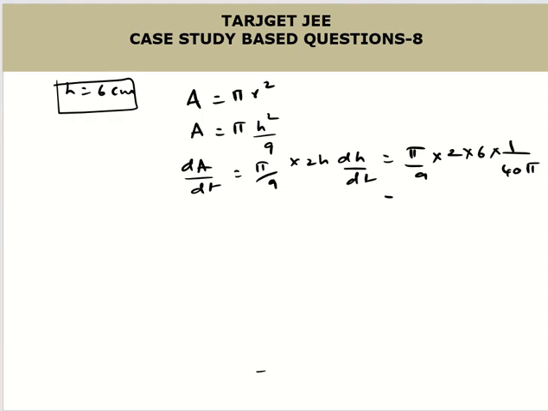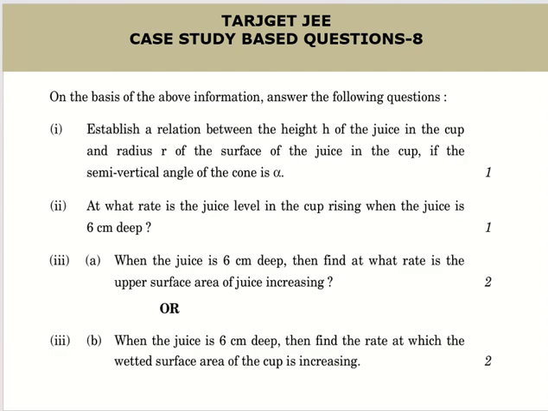So I think some cancellation is possible. 2 20s are, 2 3s are, 2 10s are, 3 3s are. So I am just getting this to be, and pi can be cancelled. So I am just left with 1 by 30 centimeter square per second is the rate at which the area of the juice, the rate at which the upper surface area of the juice is increasing.